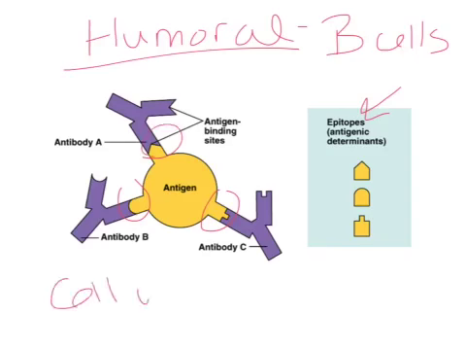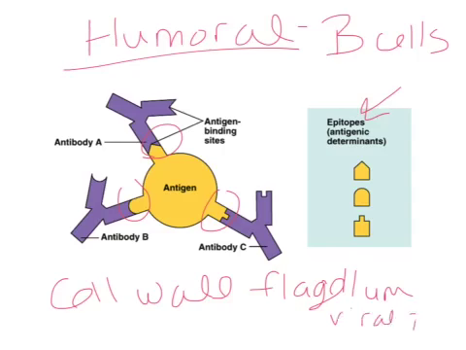They can be a wide variety of things. They can be the cell wall of the bacteria. They could be the flagella, or a flagellum. They could be a viral part. They could be part of the capsid. So, a wide variety of things.